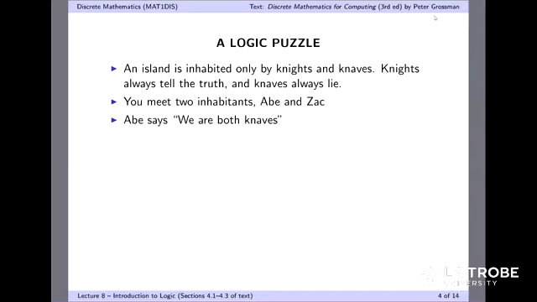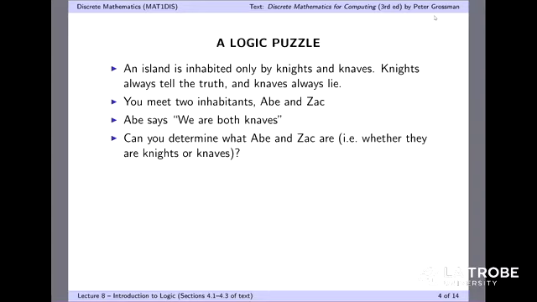Now you already got the puzzle, right? Okay. Now think of that. If it is saying that we are both knaves, but they always lie, so they can't be knights anyway. It might always tell the truth. So, can you determine what Abe and Zach are?